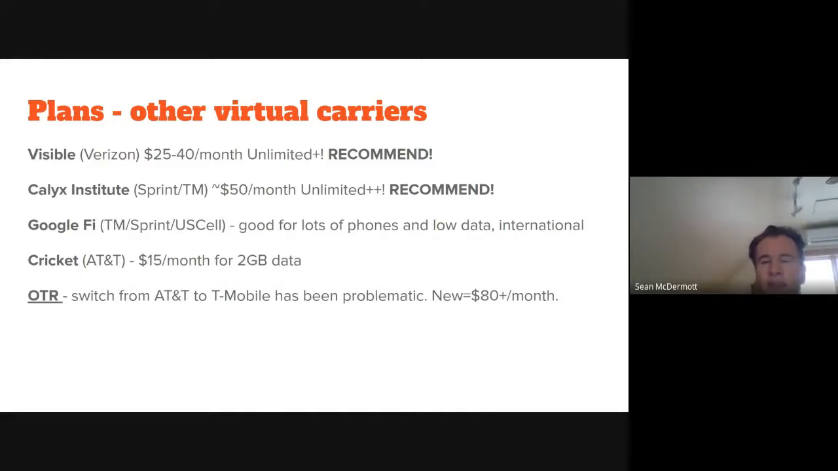And the other thing I just learned in the last few days is Cricket has this $15 a month deal for a phone that gets you, I believe, unlimited phone and text and 2 gigs of data per month for $15 a month. And I had to mention it here because I'm like, that is a steal, right? Maybe even for one of your kids who wants a phone with some data.